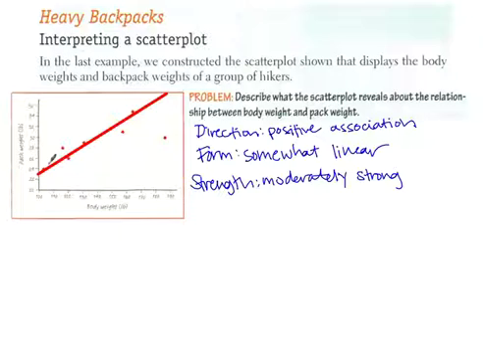We do see one possible outlier in the graph, and that would be this one right here. That is a hiker with a body weight of 187 pounds and a pack weight of 30 pounds. He seems to be carrying less relative to his weight than the other group members.